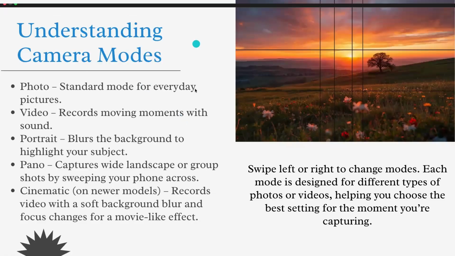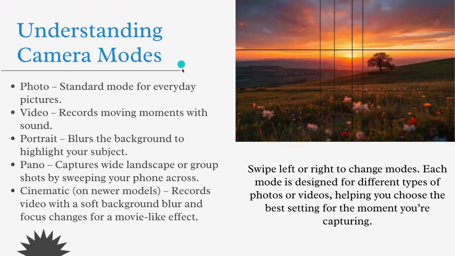Understanding camera modes. Okay. So photo, this is your standard mode for everyday pictures. Video records videos with sound. Portrait mode blurs the background to highlight your subject. Pano, or panorama, captures wide landscape or group shots by sweeping your phone across. I'd recommend not using Pano too much because even for me, it's actually pretty difficult to do a full panorama photo, and it's not really that useful.